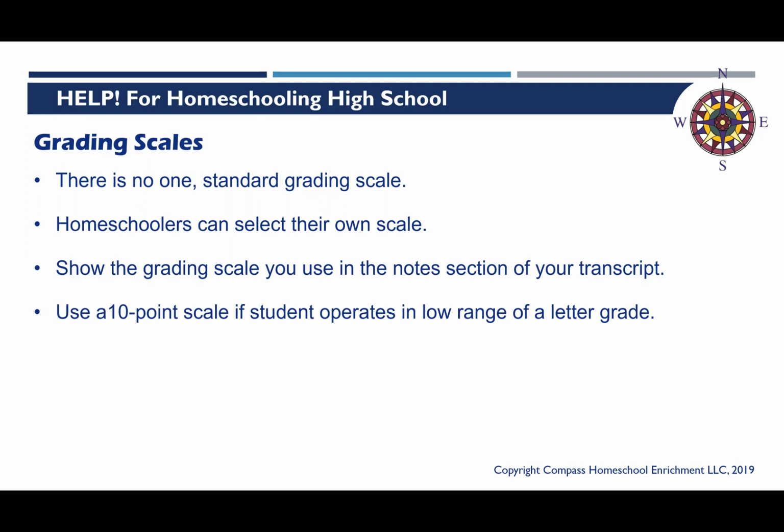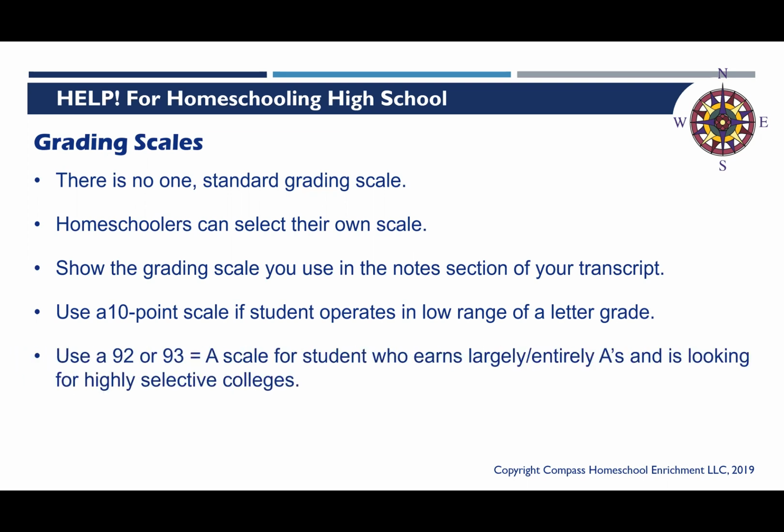You may want to select a 10-point scale if a student consistently operates in the low range of a letter grade, for example, earning A- and B-. A 10-point scale will be more forgiving and produce a better GPA. Alternatively, if a student consistently earns A's and very high marks, you may want to choose a grading scale where an A begins at 92 or 93. The narrower range is going to appear to be more selective when applying to selective colleges.